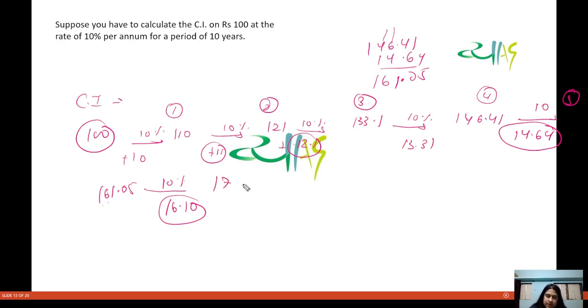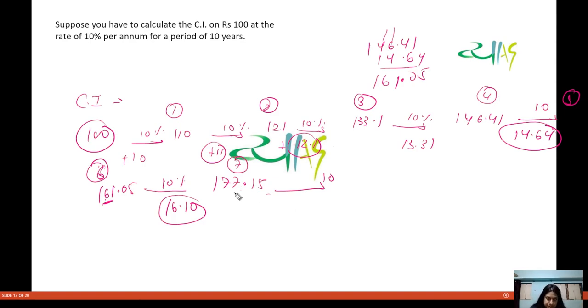So that becomes 177.15. So this is after 6 years, 1, 2, 3, 4, 5, 6 years. After 6 years, we'll get this much amount. After 7 years, what are you going to get?